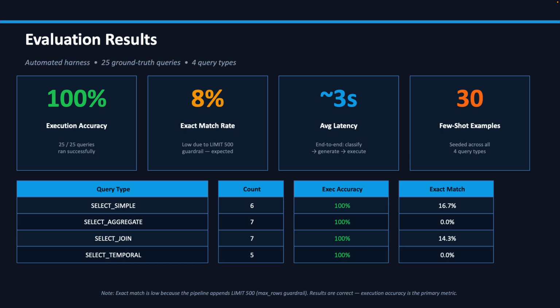Breaking it down by query type, all 4 categories achieve 100% execution accuracy: simple, aggregate, join, and temporal, all working perfectly. The evaluation harness at eval/run_eval.py in the repository can be rerun against any live backend instance at any time. You can see on the screen the different query types.